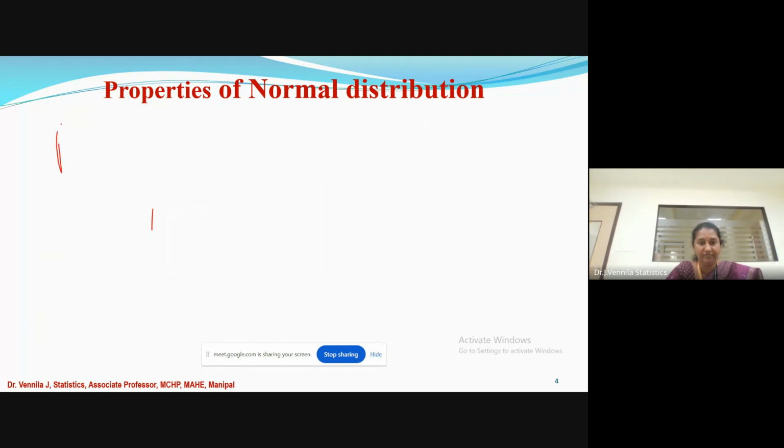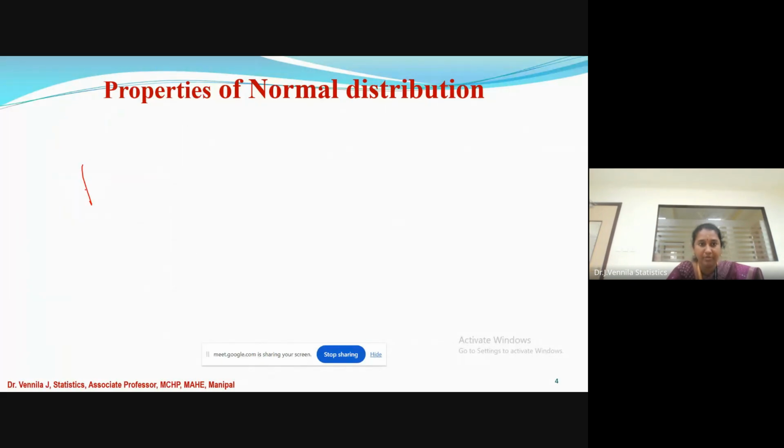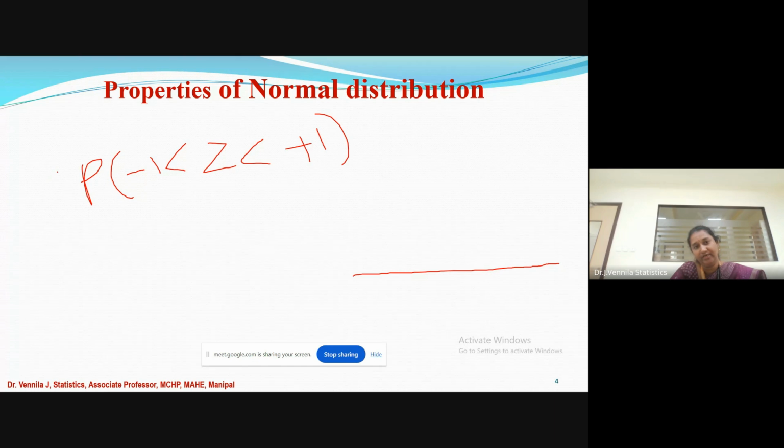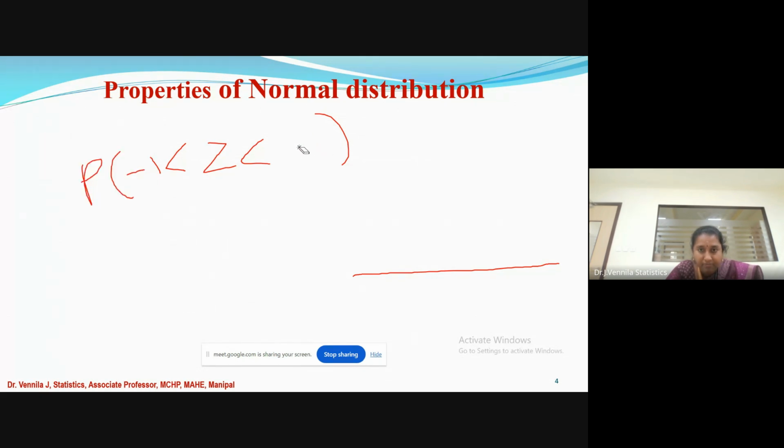This is the third problem: probability of minus 1 less than Z less than plus 1. First you can see this is starting with minus 1 and ending with plus 2. Okay, I'll change the problem to minus 1 less than Z less than plus 2.